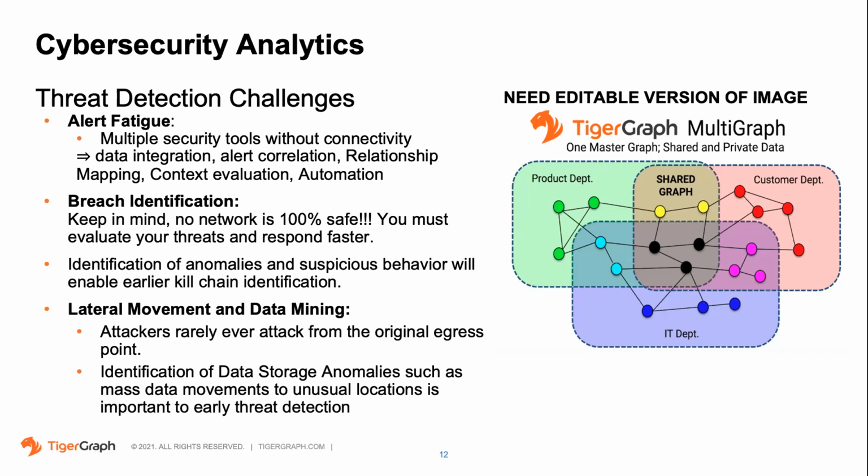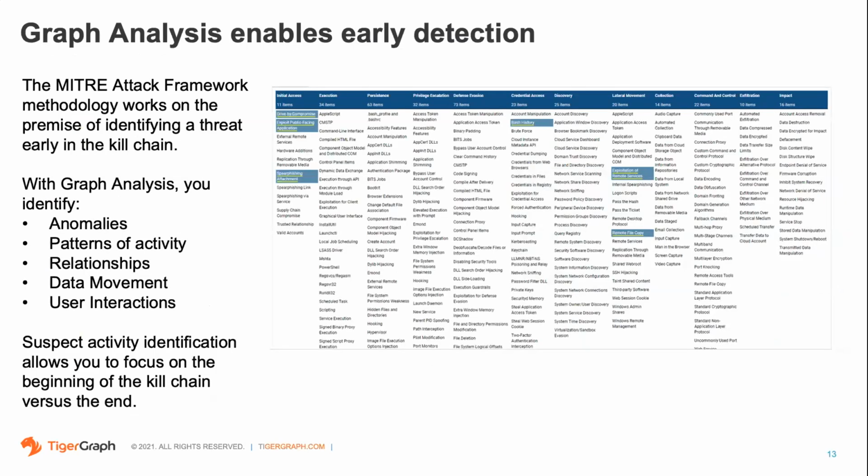When I talk about a kill chain, what am I talking about? The MITRE ATT&CK Framework identifies threats in a kill chain from initial access to execution, persistence, and so on, all the way down to exfiltration and impact. If you allow an attack to get down to exfiltration, you're in trouble. You're going to lose data. You're going to have a published breach. You're going to have financial loss.